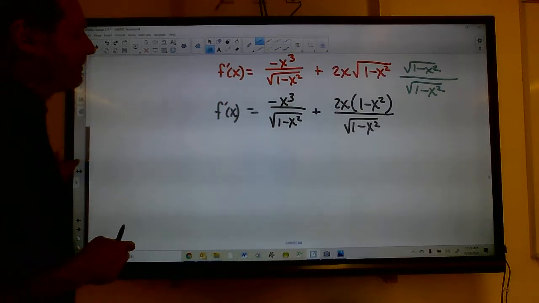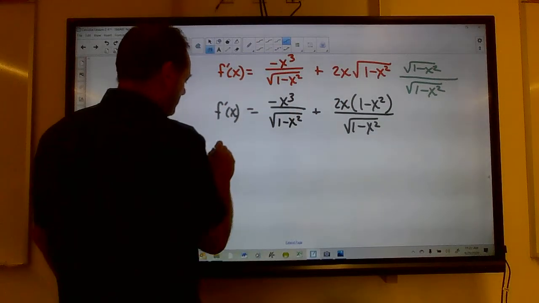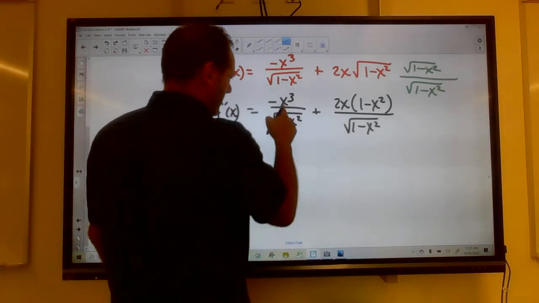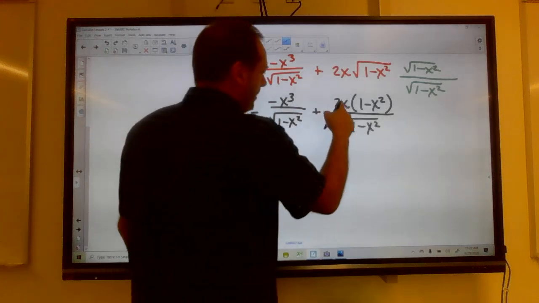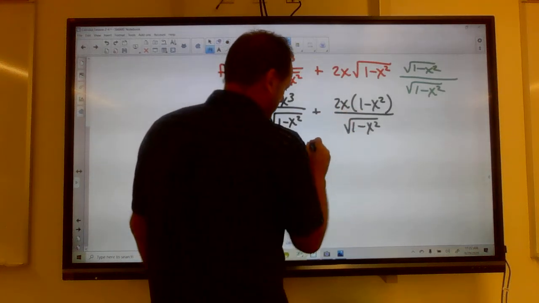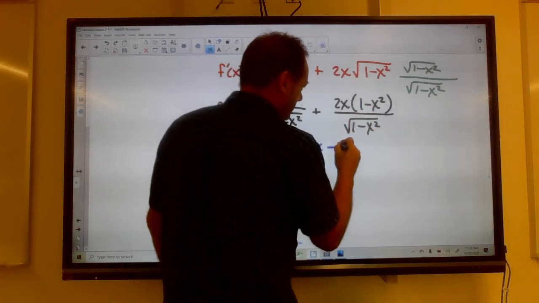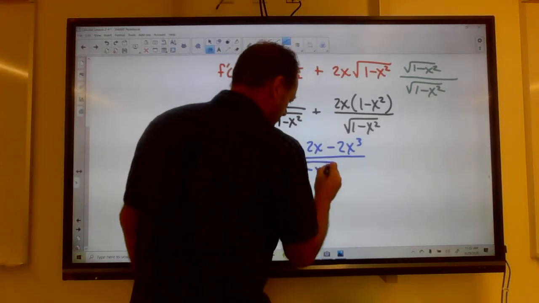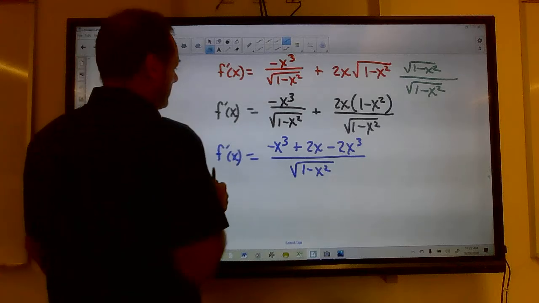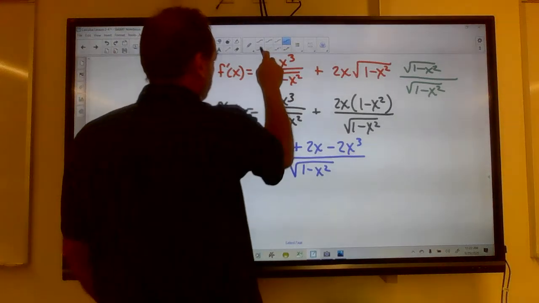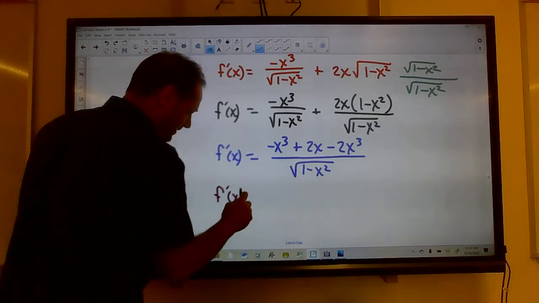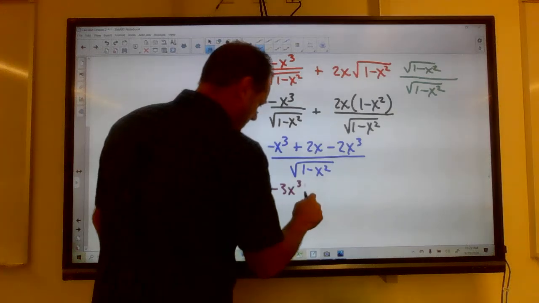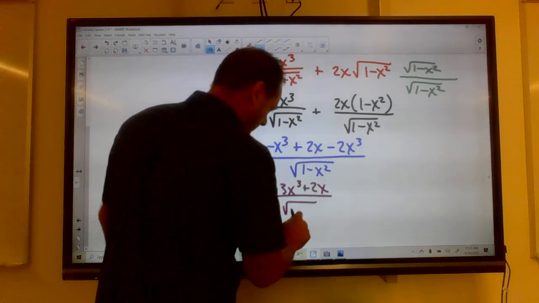And now I have common denominators, so I can combine my like terms. And I'm going to get negative x cubed. Over here, I'm going to get plus 2x minus 2x cubed all over square root of 1 minus x squared. And then I can simplify that a little bit. F prime of x is going to be negative 3x cubed plus 2x all over the square root of 1 minus x squared.